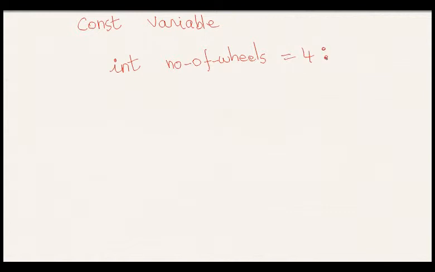What we will talk about today is const variables. Alright, let's take an example. Let's take an integer. Let's define a variable, say number of wheels, equal to 4. Say you are running a simulation of a car, and you want to keep the number of wheels equal to 4.